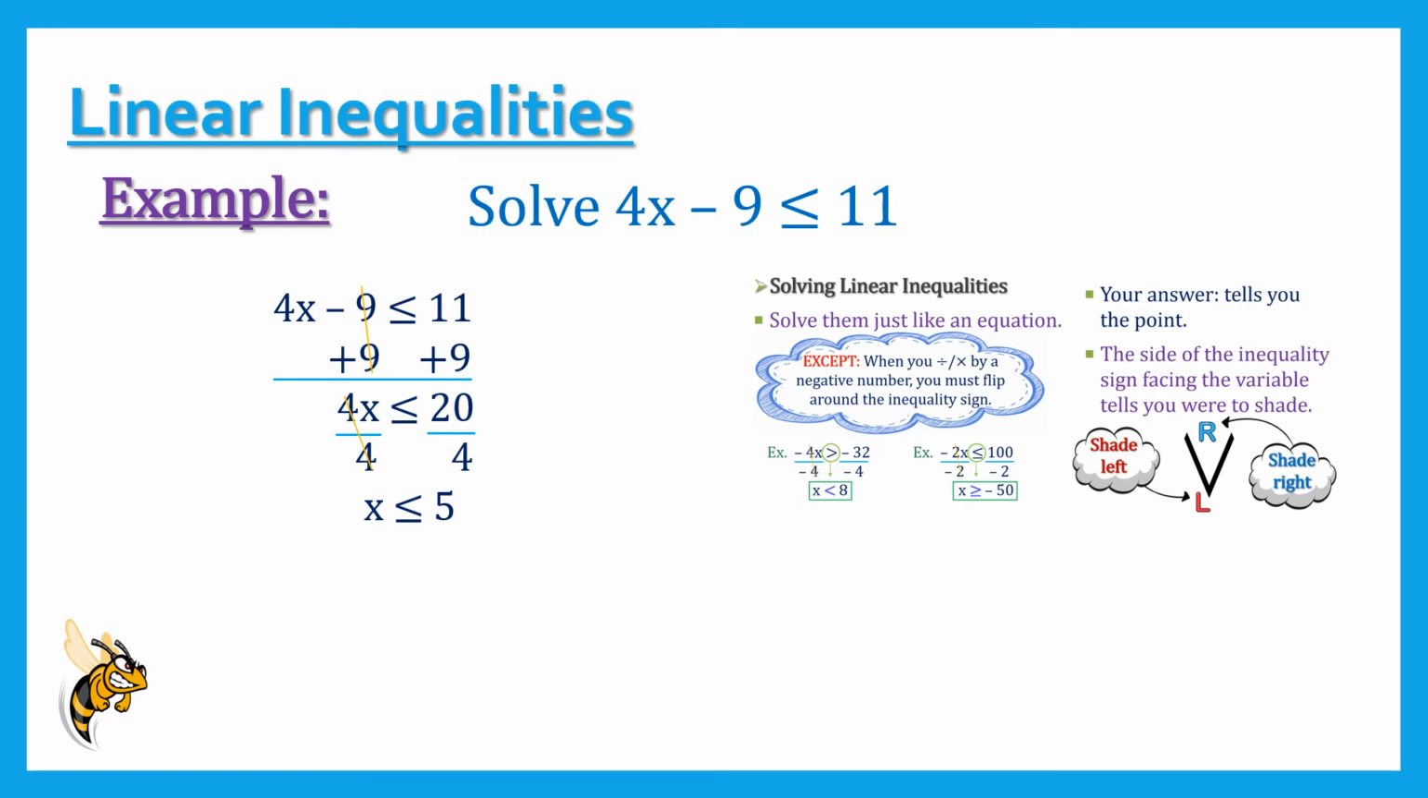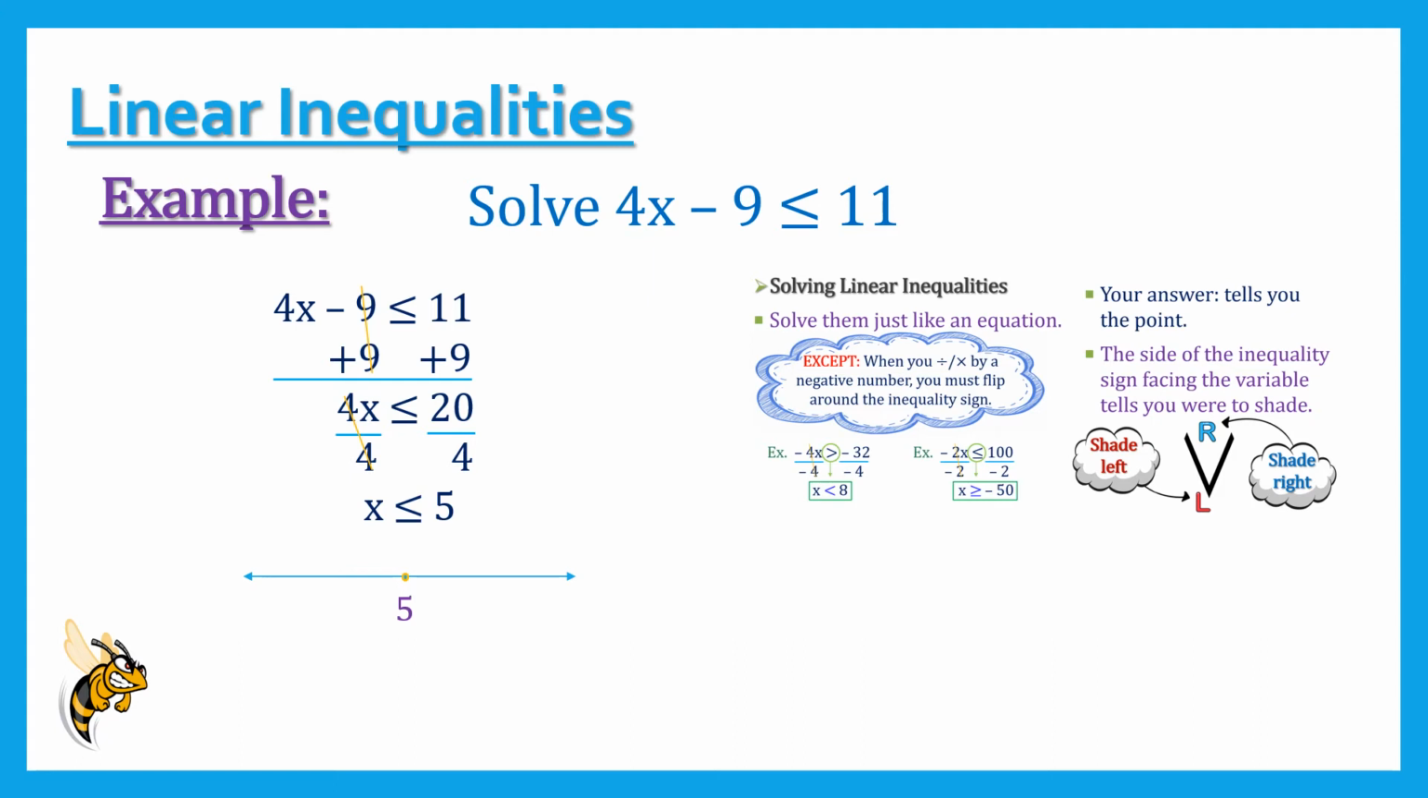If you note, we divided by a positive 4, so therefore the inequality sign stays exactly the same. It did not flip. Okay. Remember, my answer would tell me the point, and my point would be 5 on the number line. You don't need to write 1, 2, 3, 4, 5, 6, 7, 8. The most important number is 5. As long as you have it on the number line, you're okay.